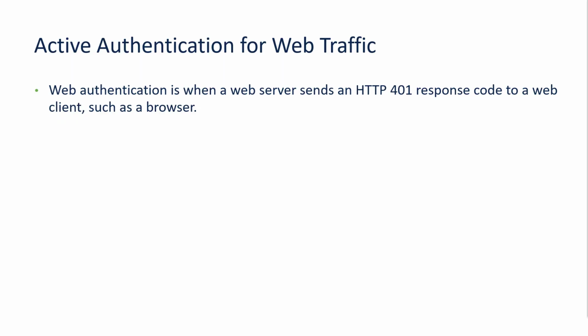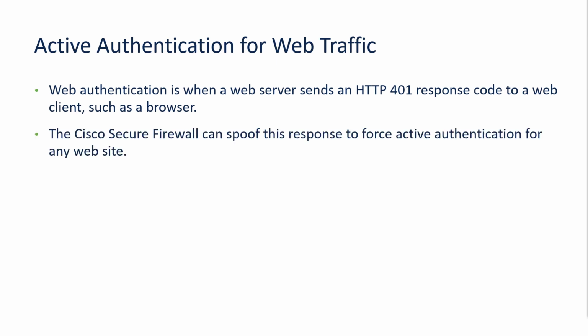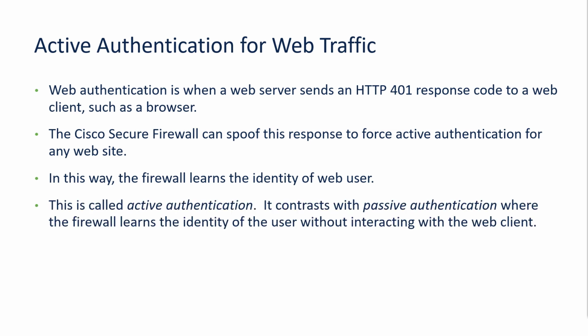Active authentication for web traffic is something that we're all familiar with, where a web server sends an HTTP 401 response, which is an authentication request. Now, firewalls like the Cisco Secure Firewall can spoof this response and force active authentication for any website. In this way, the firewall can learn the identity of the web user. This is called active authentication. It contrasts with passive authentication, where the firewall learns the identity of the user without interacting with the web client.